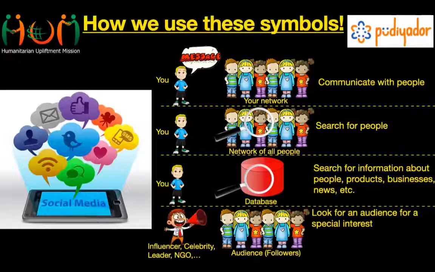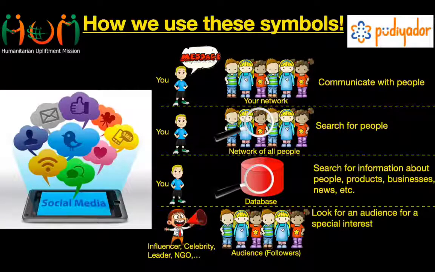Now you have a network, right? You have a network, and within the network, there are people, there can be businesses, there can be NGOs, they all have information. So we use the magnifying glass to show how you can search for people, you can search for information about the people.